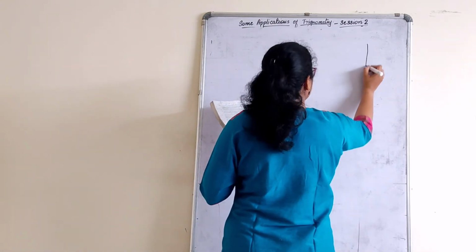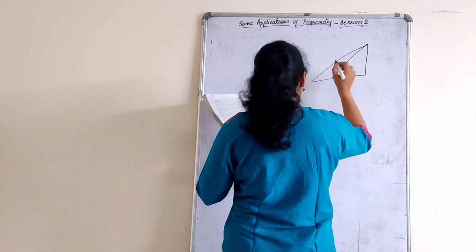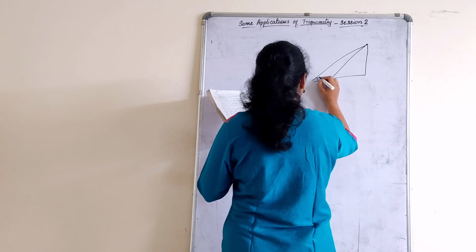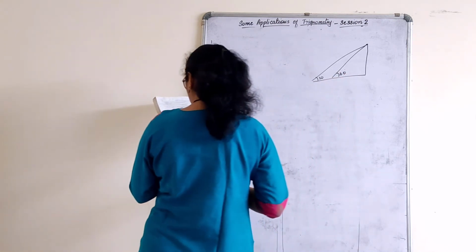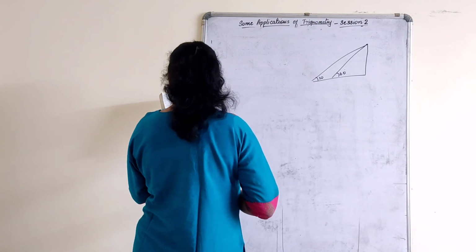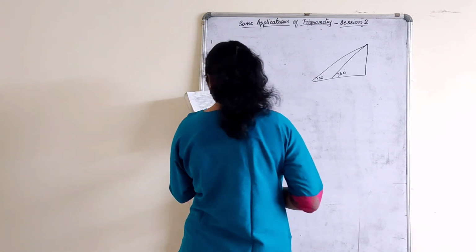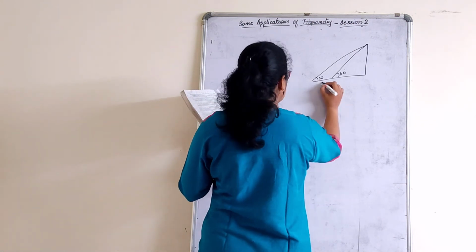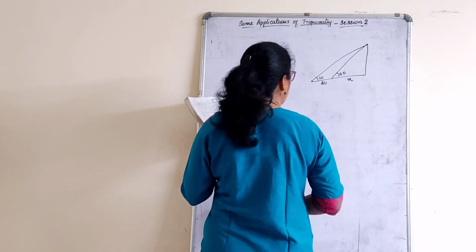So this is a TV tower, what they have given. The angle of elevation of the TV tower, what they have given, is 60. From a point 20 meter away from this point on a line joining the foot of the tower to the point, the angle of elevation is 20. This point is 20. This point is x. We don't know.